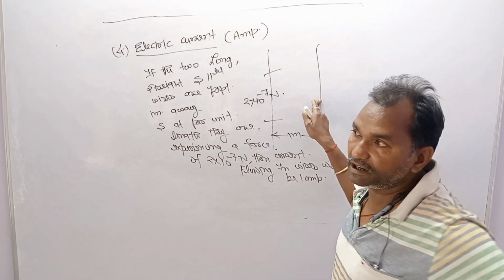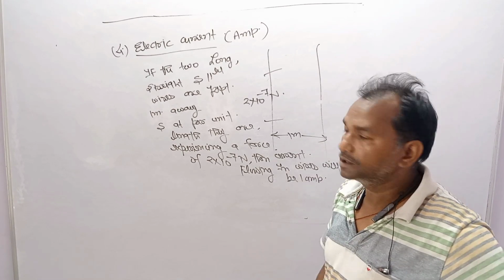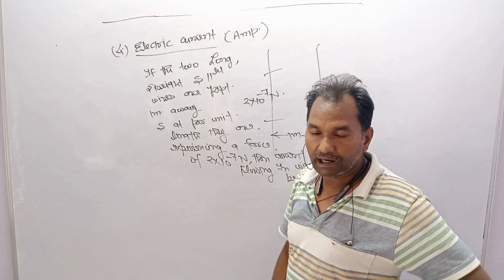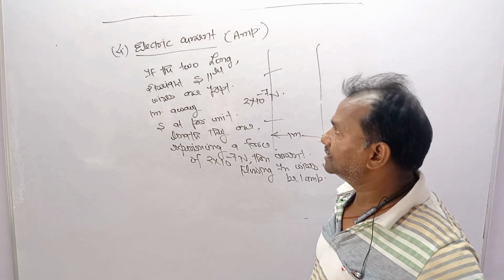Dear students, if the current in two parallel wires is flowing in the same direction, then the force will be attractive. And if the current is flowing in opposite directions, then the force will be repulsive.